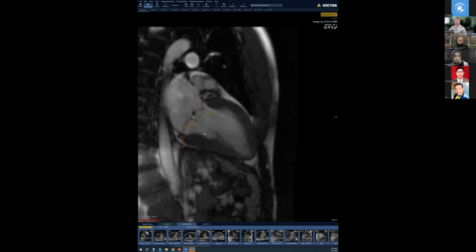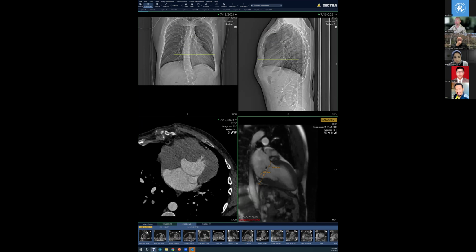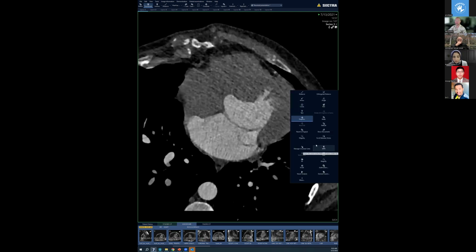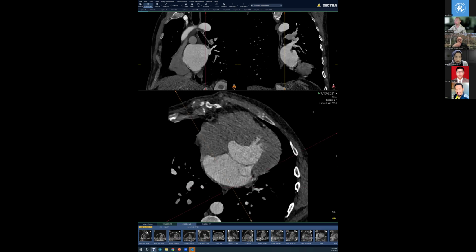But you should pick one of the long axis views to get an accurate measurement. If you're measuring it just on an axial CT slice like this, you might not get an accurate measurement. So in a case like this, you would have to do the multiplanar reformat, not on the axial view, but do the multiplanar reformat.